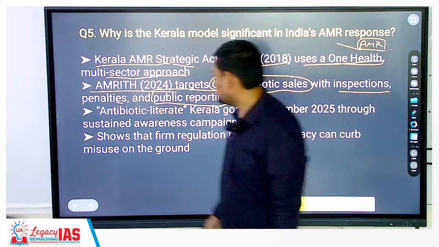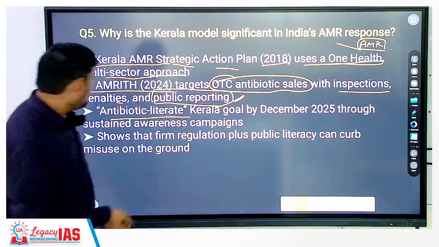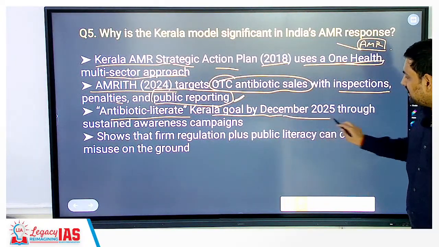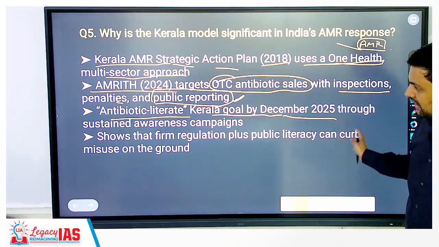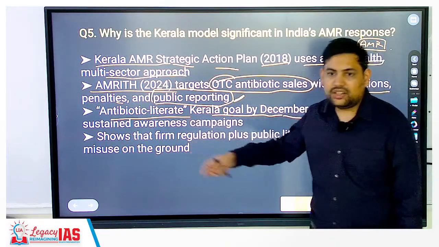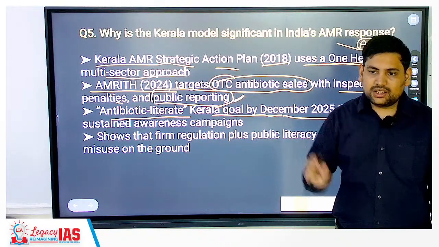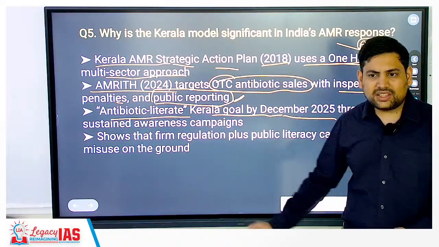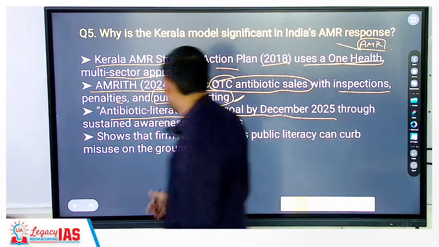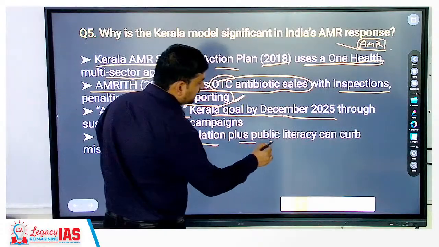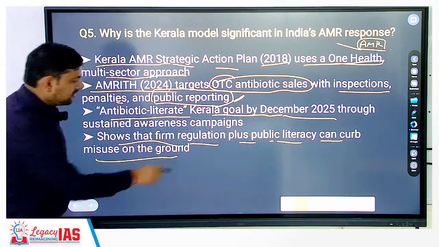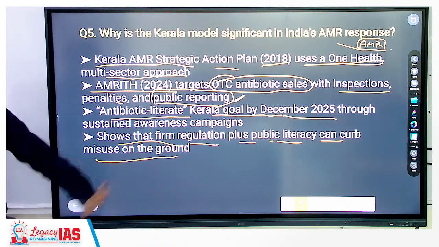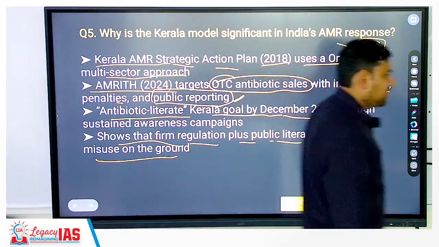Then, antibiotic literate. Kerala has a plan to create awareness in such a way that by December 2025 they will declare their entire state antibiotic literate, that is, people at least know about antibiotics. This medicine is an antibiotic, so it will have this effect in my body. Very basic, should be known by everybody. This they are trying. So this shows that firm regulation plus public literacy can curb misuse on the ground. So the Kerala model is something that can be replicated throughout India. This can be quoted as a case study.